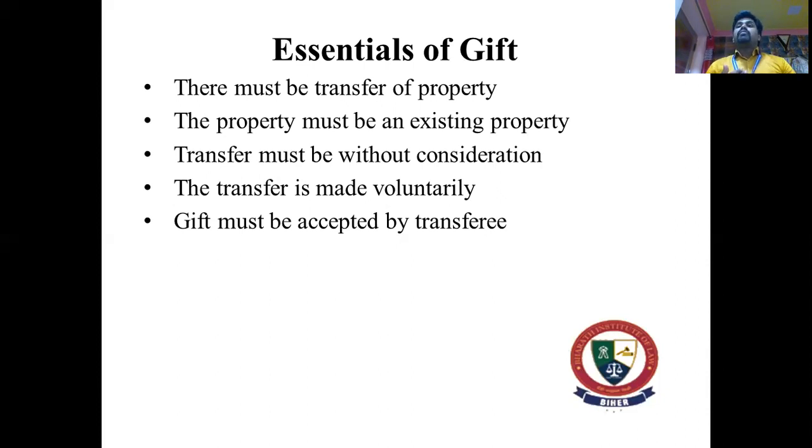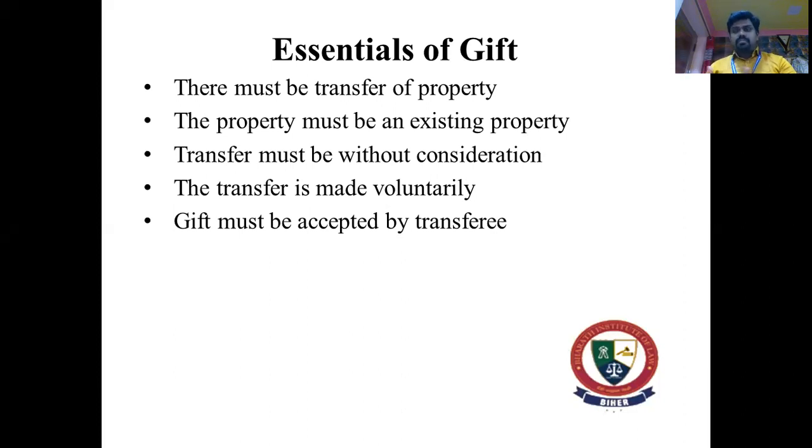So there shall not be any fraud, there shall not be any undue influence by the donee to get the property from the donor. The person who is making the gift is called the donor, and the person who is going to receive the gift is called the donee. And the gift must be accepted by the transferee, that is, by the donee. It is not that if the donor writes that I want to give this property to so and so, the deed is executed. It is not so. The donee shall accept the gift.